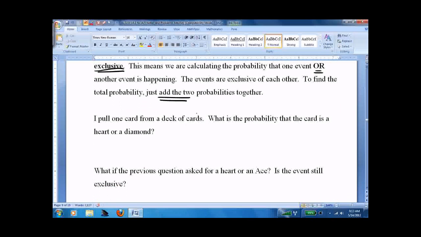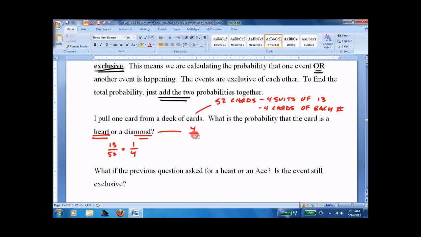A deck of cards has, for those who don't know, 52 cards, 4 suits of 13, 4 cards of each number, even though we have a Jack, Queen, King, I'll just call it number. So what's the probability a card is a heart or a diamond? Heart is 13 out of 52, also known as 1 out of 4. Diamond is 4 out of 52, also known as 1 out of 13.